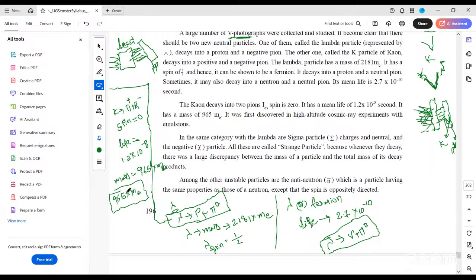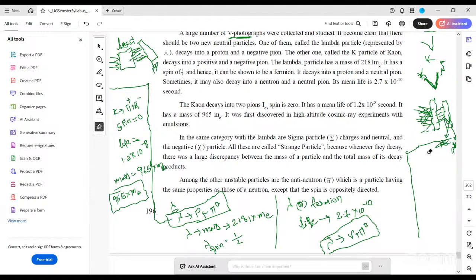Not only K and lambda, a few more particles were also invented. We wrote the features of K.